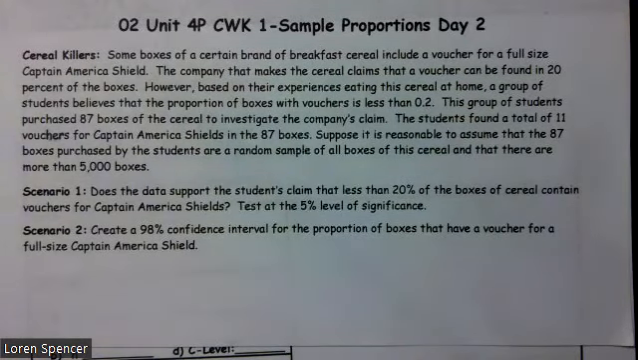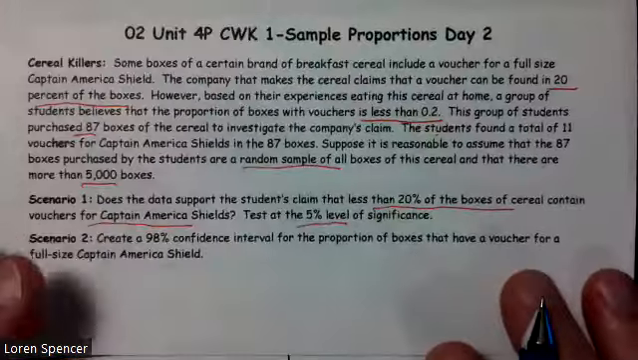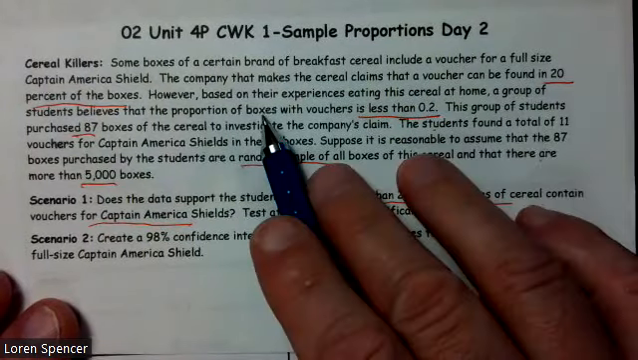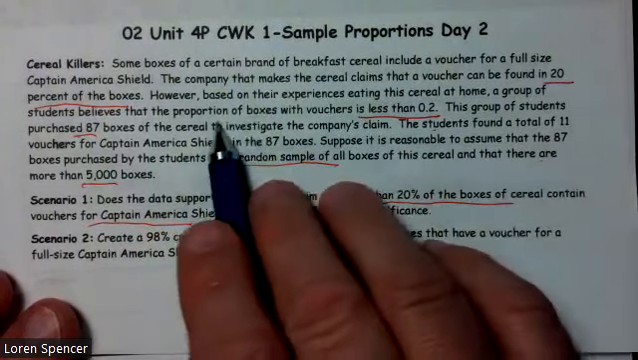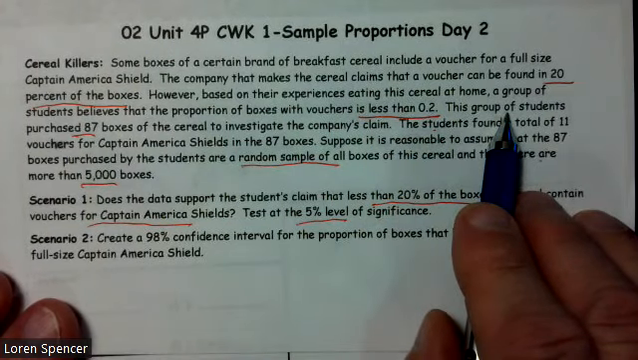All right, this is back to our Captain America problem. We still have the same information that's important, and I'm going to go ahead and pull that up. The company claims that a voucher can be found in 20% of the boxes. However, based on their experiences eating the cereal at home, a group of students believe the proportion is less than 20%. In this particular video, we're going to create a confidence interval.